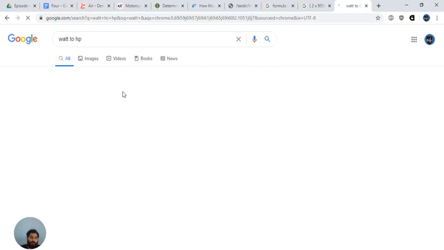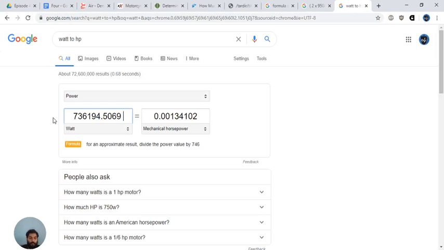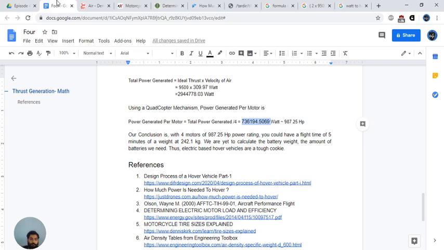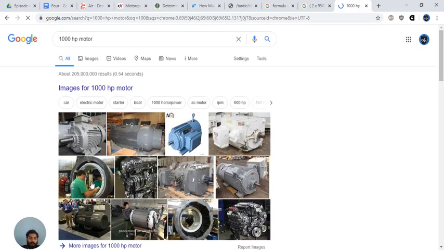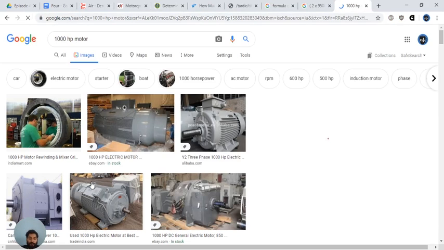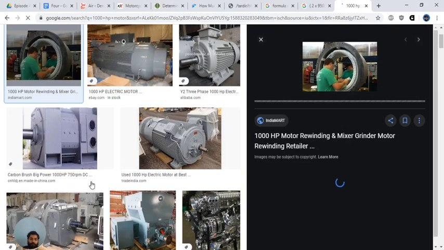watt to HP. I don't do calculations on my own. 987.25 approximately. See? If you really look at it, 987.25 HP, that's crazy, right? Extremely crazy. Let me show you what that is. That's a giant motor. But I've got a solution.